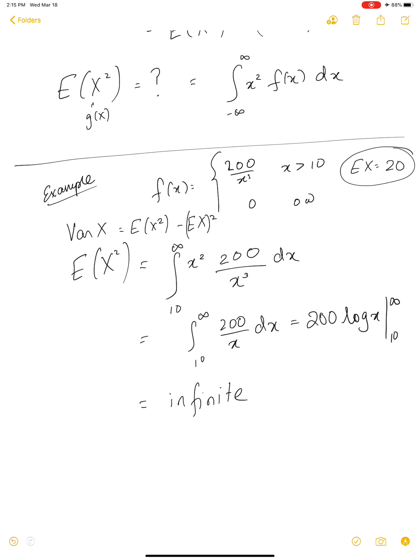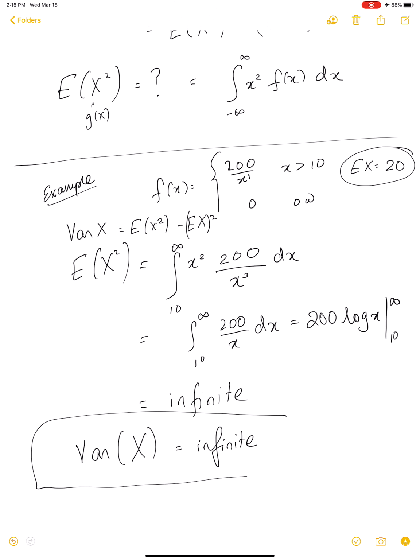All right, so in this situation, what do you have? That the variance of this random variable x is infinite, because the expectation of x squared turned out to be infinite. And that's not unheard of. That's okay, in certain examples you do have that there's so much variation, there's so much spread of data that the variance is infinite. Okay?